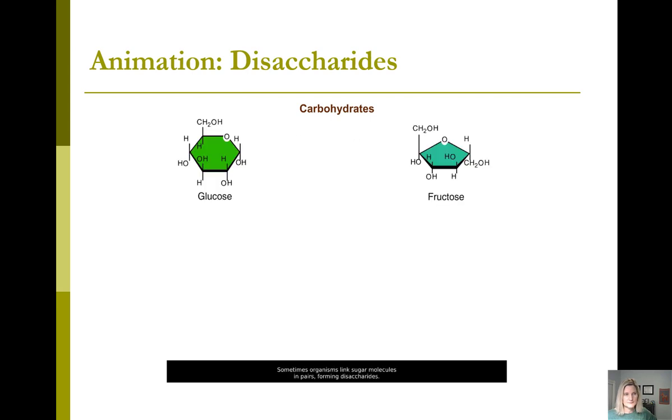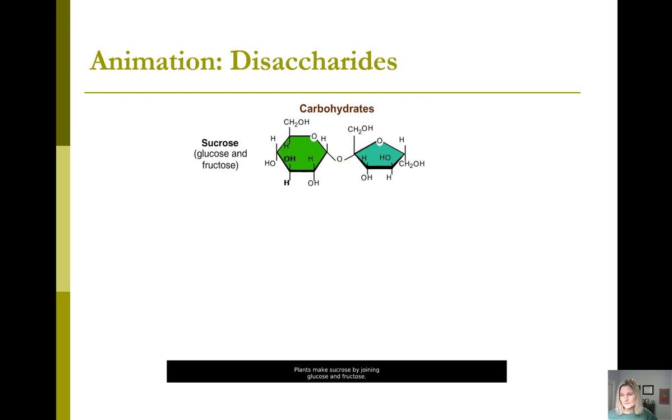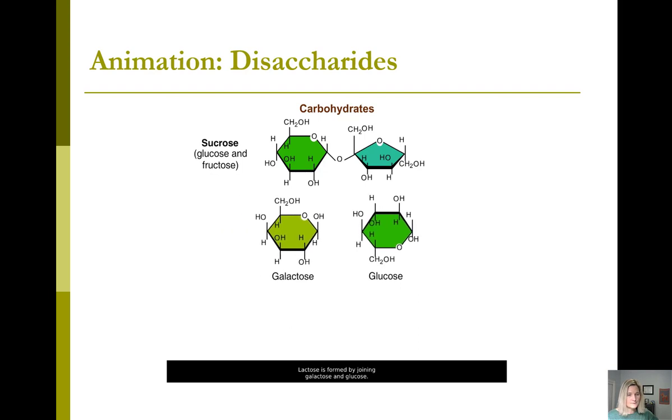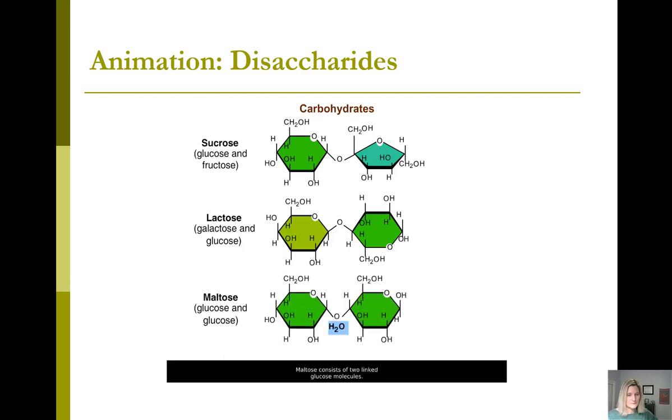Sometimes organisms link sugar molecules in pairs, forming disaccharides. Here are several examples. Plants make sucrose by joining glucose and fructose. Sucrose circulates in plant sap, and we obtain it from sugarcane and sugar beets and use it as table sugar. Lactose is formed by joining galactose and glucose. Lactose is the disaccharide that gives milk its sweet taste. Maltose consists of 2 linked glucose molecules. Digestion of starch in a sprouting seed or in the intestine of an animal produces maltose.